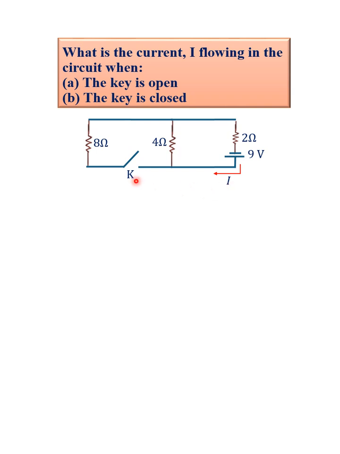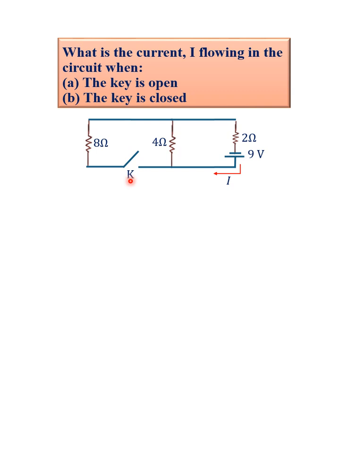The key is basically a switch, open in the first instance as it is, and in part B of the question the key is closed. In other words, when you close up this opening so there is a continuous path for current to flow, what will be the current I? The source or potential difference of this circuit is 9 volts. We want to see what happens, first, when the key is open.